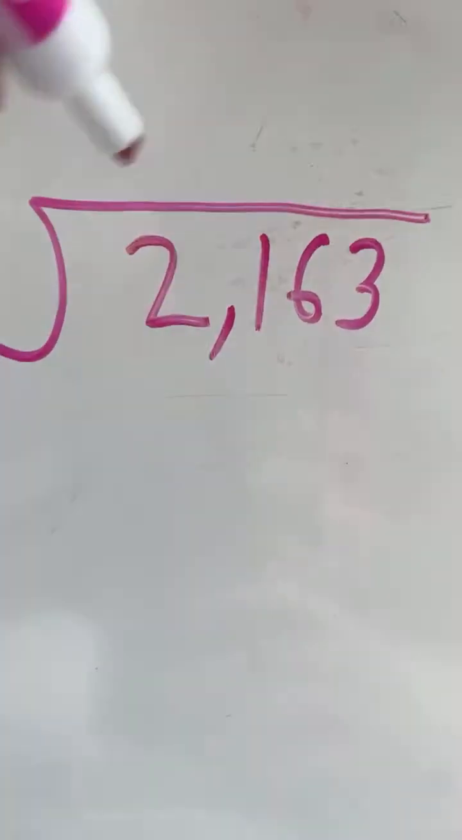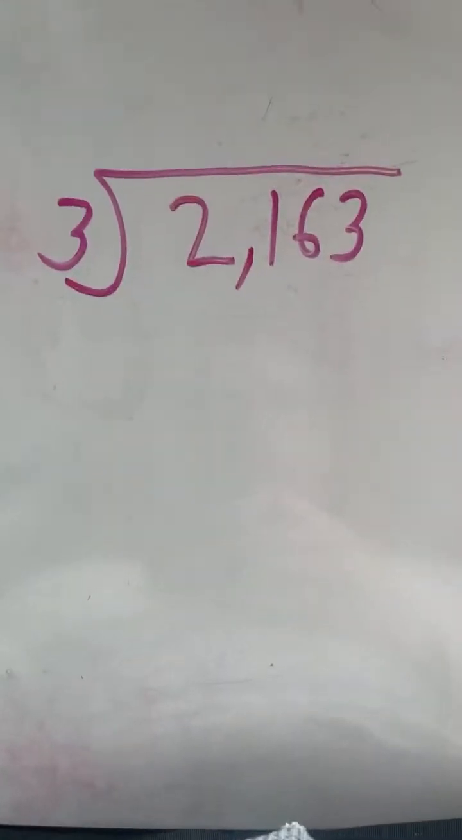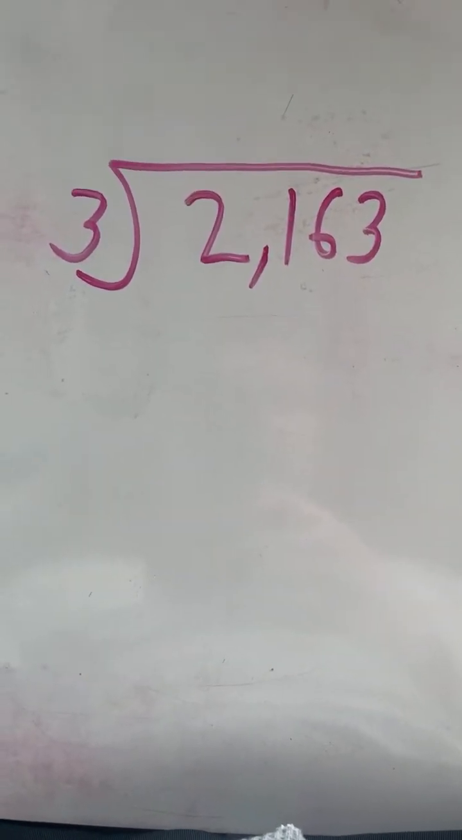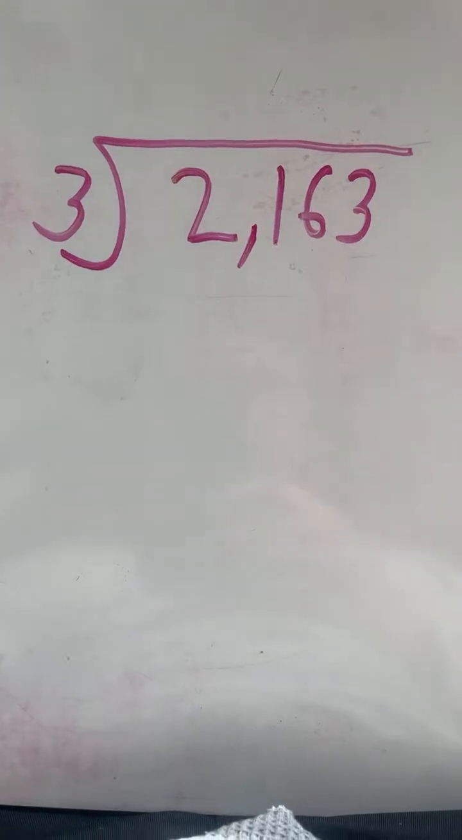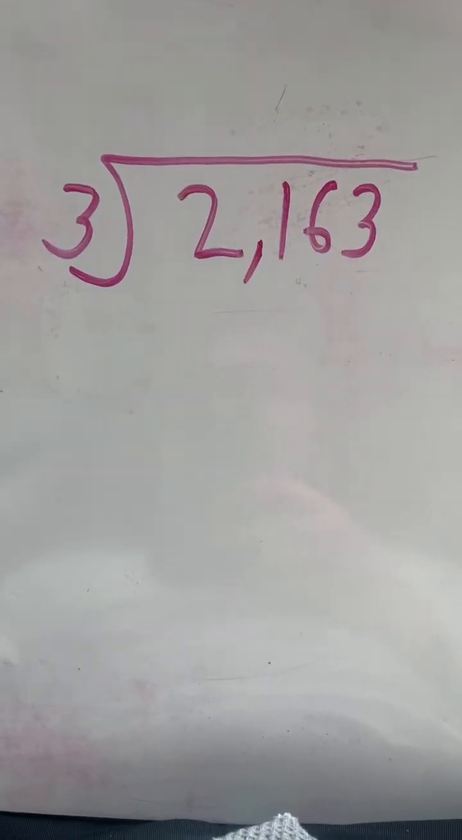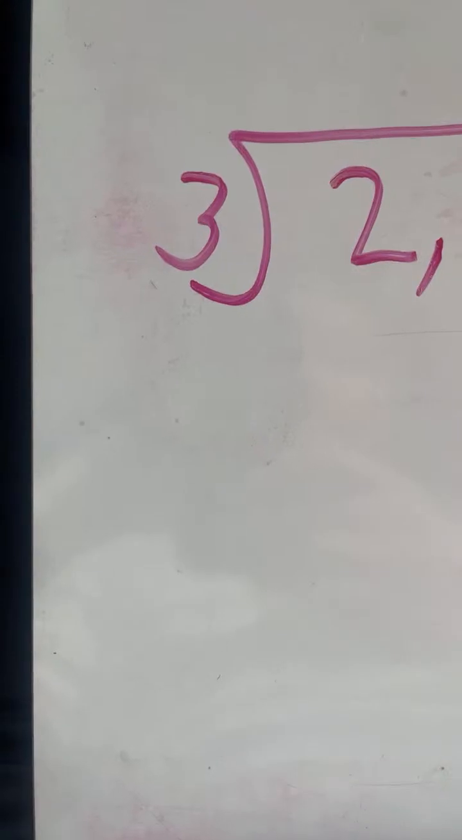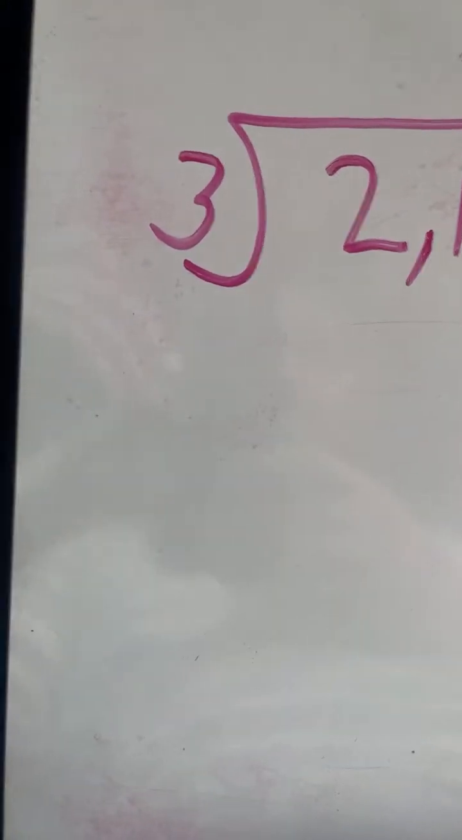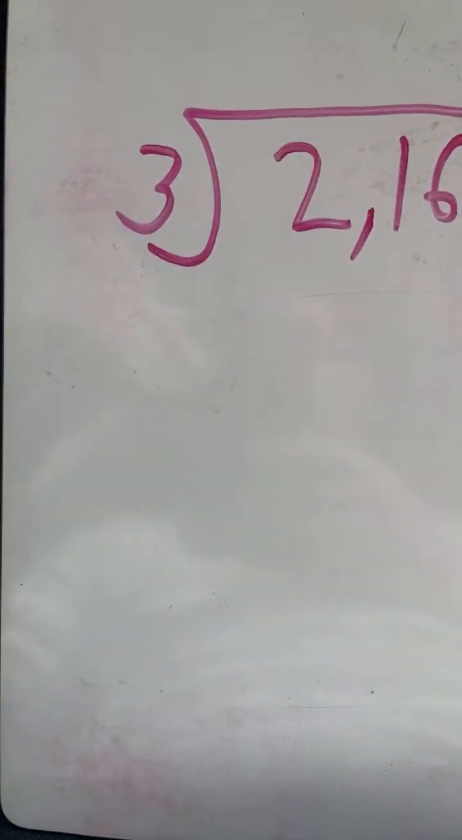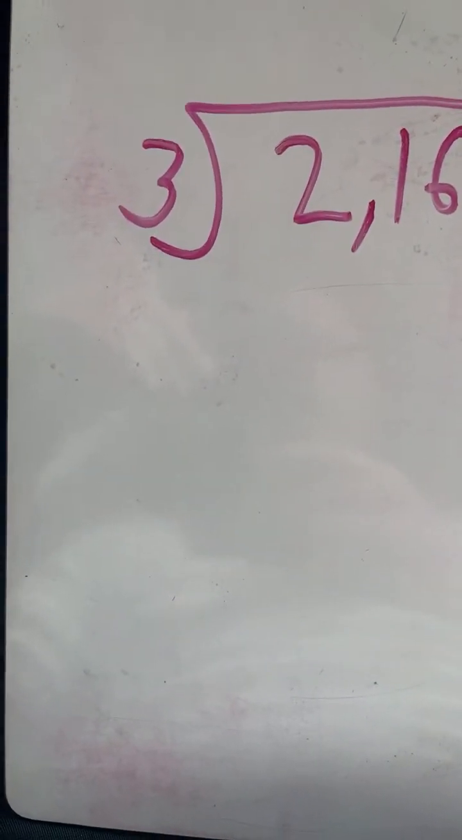So now, the answer that we just got, 2,163, I am going to divide that by 3. When it comes to long division, we want to divide by the smallest digit possible. We're looking for the number within the number. The only rule is the number inside the square has to be equal to or bigger than the number outside the square. We cannot start out with 1-digit by 1-digit division because the outside number is bigger. 3 is bigger than 2. But we can start out with 2-digit by 1-digit division.